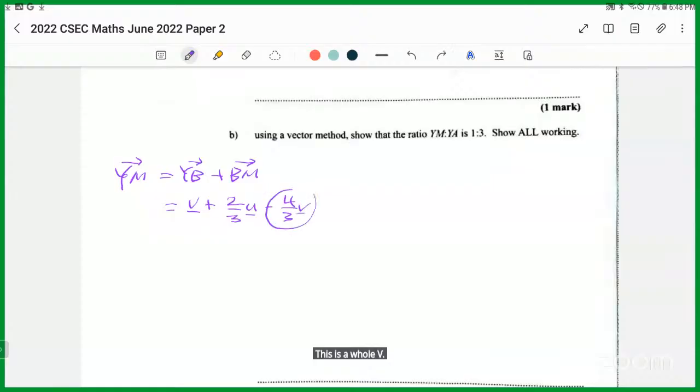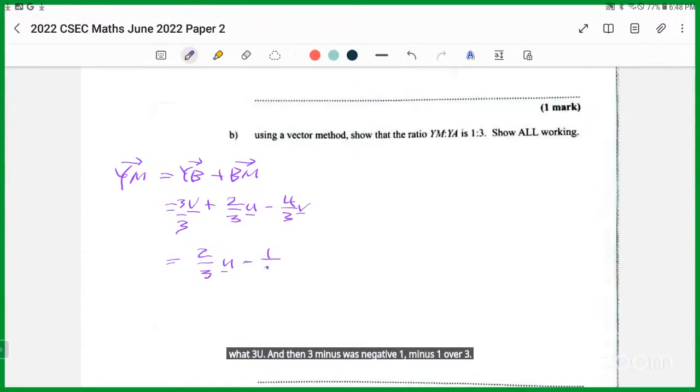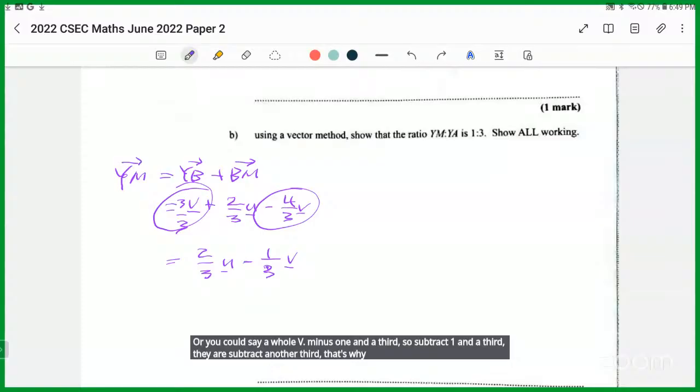minus 1 1/3 v. It's like 3/3. I want them to have the same denominator. So 3 minus 4 is -1. So it works out to be 2/3 u, and then 3 minus 4 is -1, minus 1/3 v. Or you could say a whole v minus 1 1/3. So you subtract the 1 and you subtract another third. That's why you have minus 1/3 v as a result.